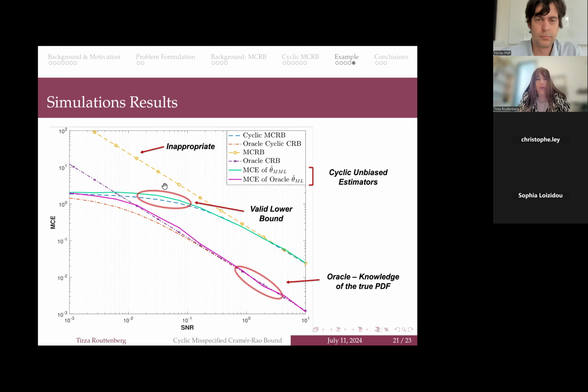Again, I don't have much time, but you can see that the Cramér-Rao bound and the misspecified Cramér-Rao bound are not relevant bounds. We need to take our bound, which takes into account both the periodicity, as we work with the MCE, and the misspecification.